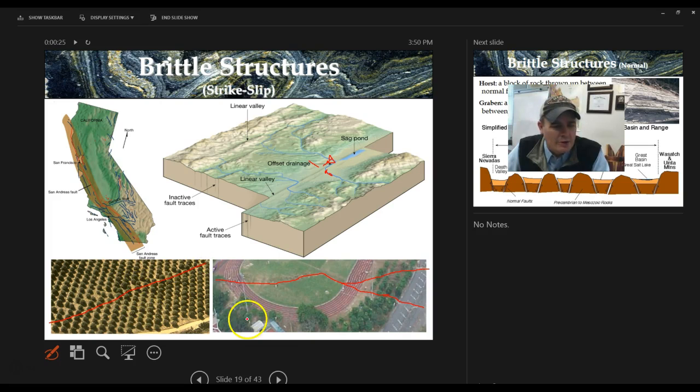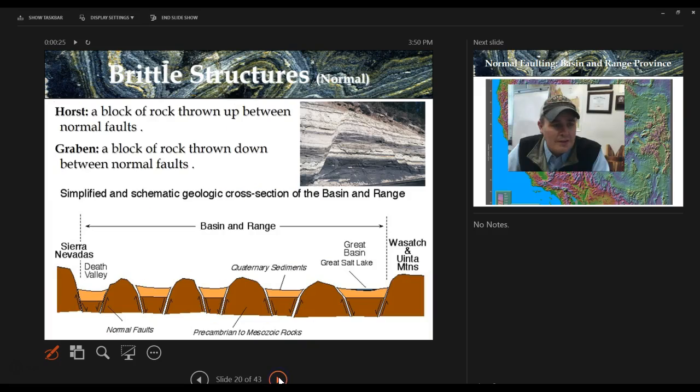Okay, as you go through this orange growth, now that would be a strike slip fault. Okay. Now in a normal fault, a great example of this would be the Basin and Range of the western United States. And what's happening here is this area is actually being pulled apart.